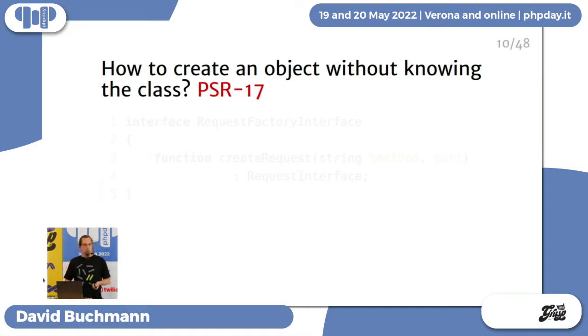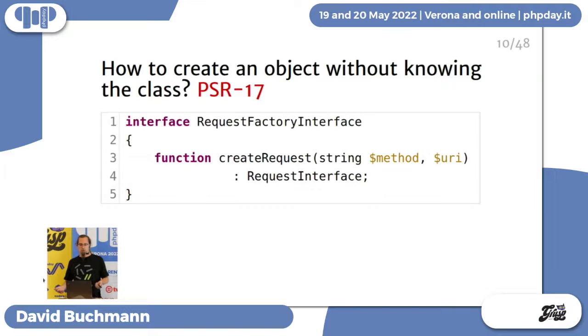And there was even one more problem, because the request and response are interfaces, like all the FIG standards are defining interfaces, not implementations. How would you even create a request if you're not given the request, like with the server side? Either you depend on a specific implementation and then you can do new, or there was this PSR-17 that defines the factory interfaces to create these objects.